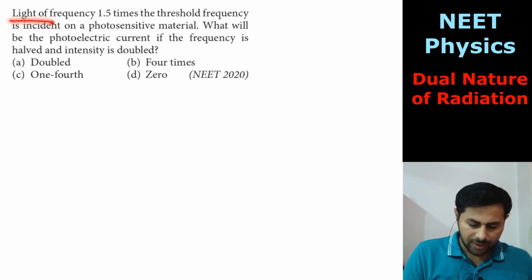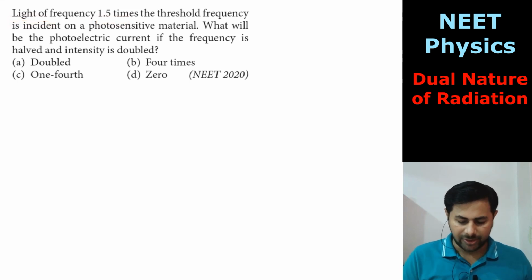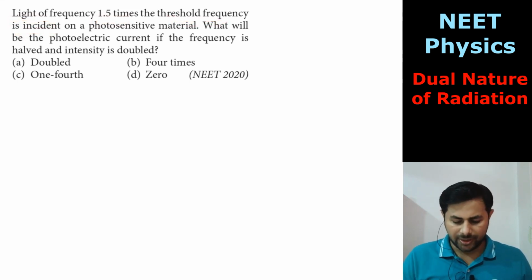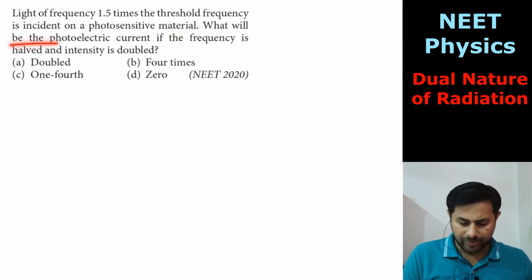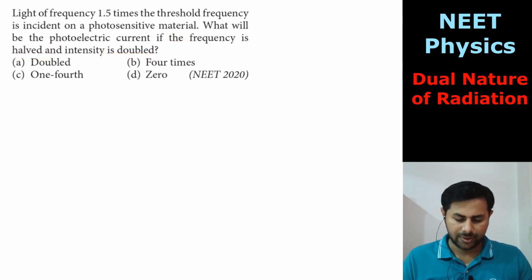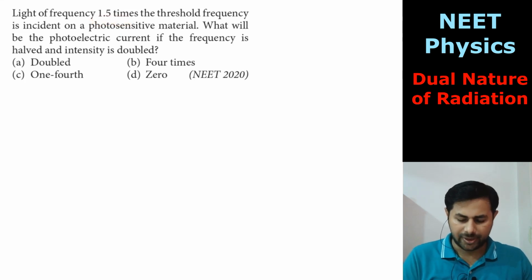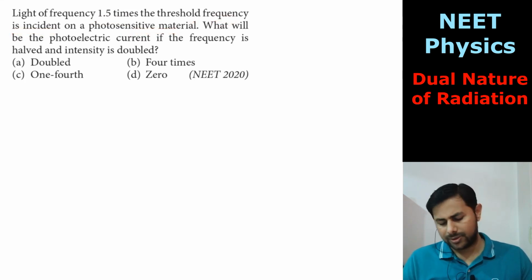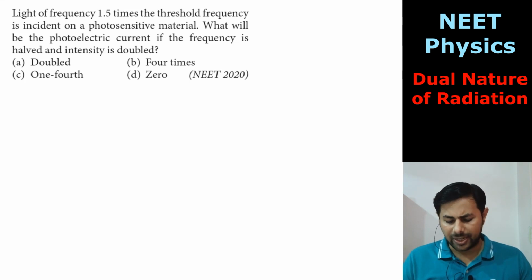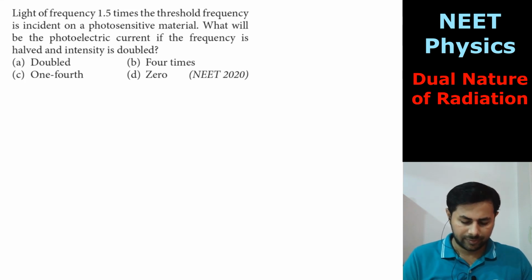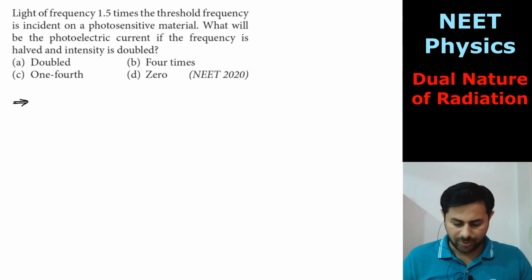That's simple. Light of frequency 1.5 times the threshold frequency is incident on a photosensitive material. What will be the photoelectric current if the frequency is halved and intensity is doubled? Tell me. This is from NEET 2020. It's option D. Good.